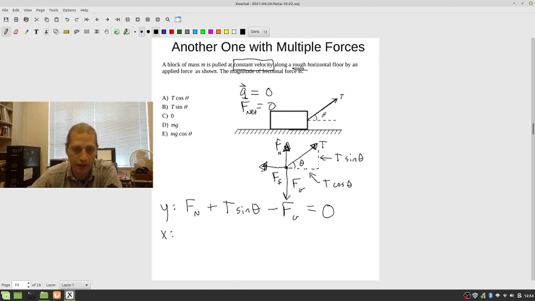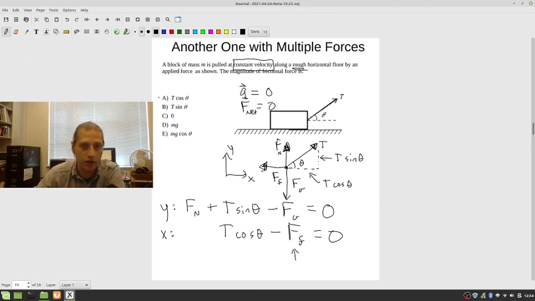Same idea in the x direction. Here's my x direction and my y direction. In my x direction, I have my t cosine theta, and then in the minus direction is that force of friction. t cosine theta minus force of friction equals 0. We want to find out what the magnitude of our frictional force is. That's this. I can just bring it over, and I have t cosine theta.